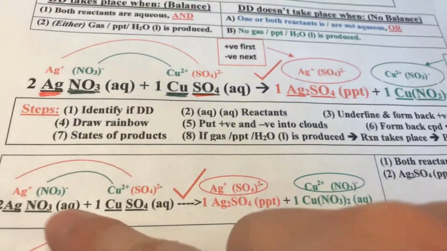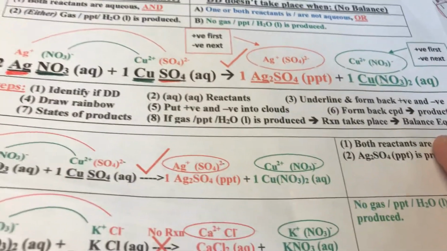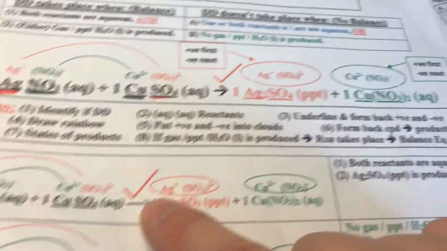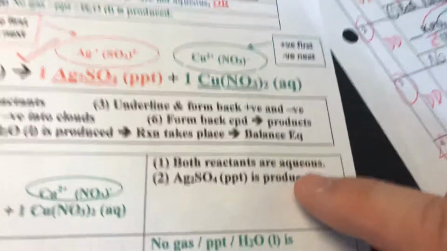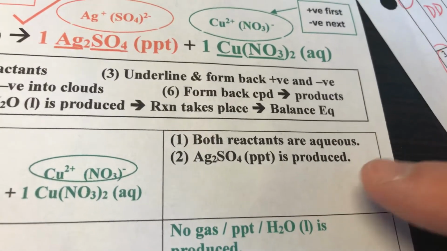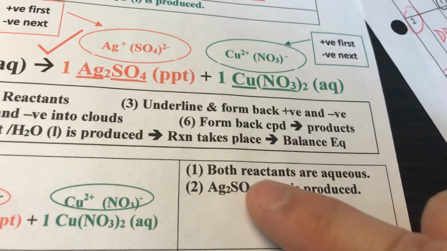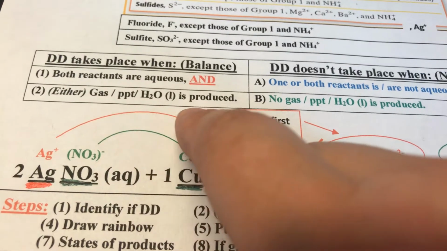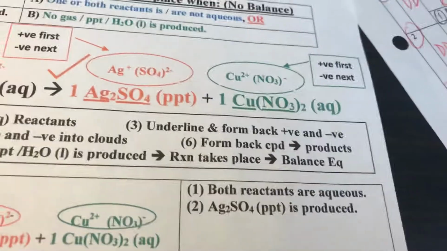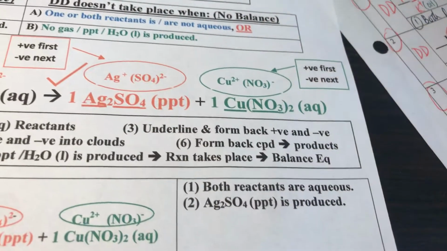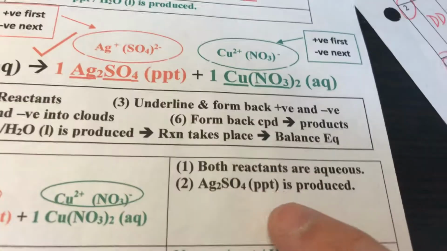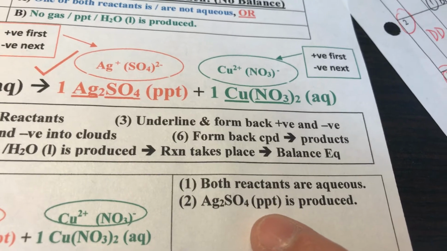Okay, now here, those are the template. So this one is exactly what I just showed you. So I put a check mark in the arrow to show that reaction takes place. And the reason you have to provide is number 1, both reactants are aqueous. So see, this reason is the same reason on here. Both reactants are aqueous. And then step 2, either gas or PPT or H2O is produced. So which one is the product that I decide to say that this is double displacement? It is the Ag2SO4. So you're going to write, Ag2SO4 PPT is produced.